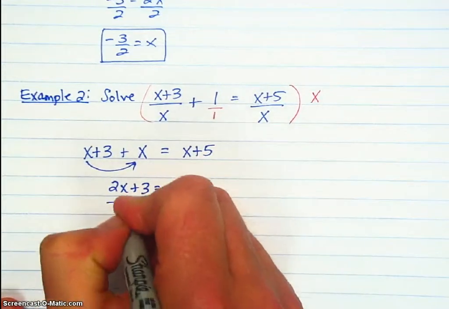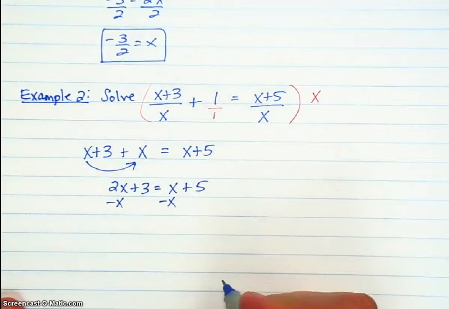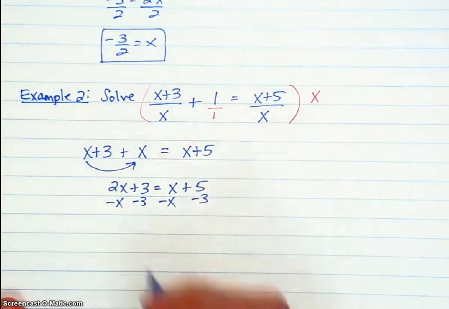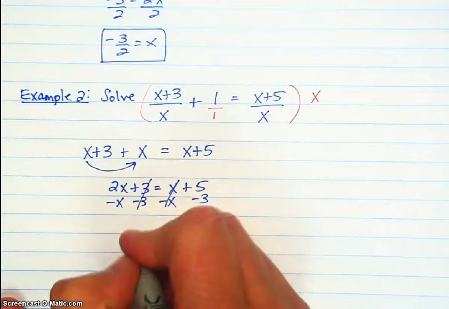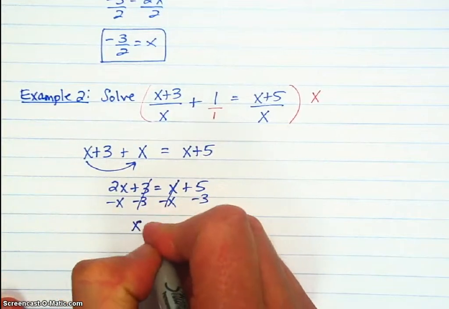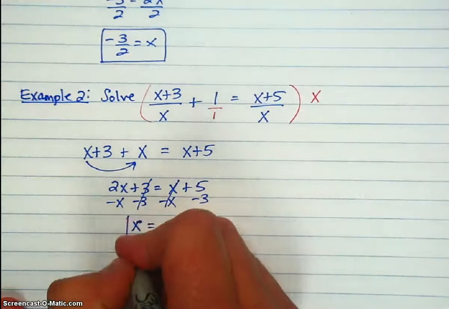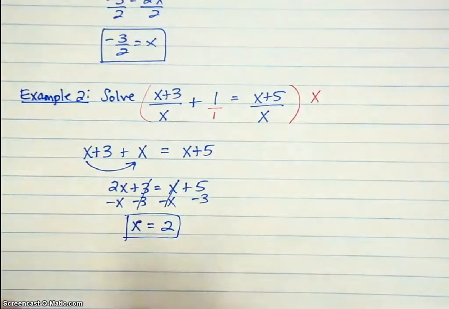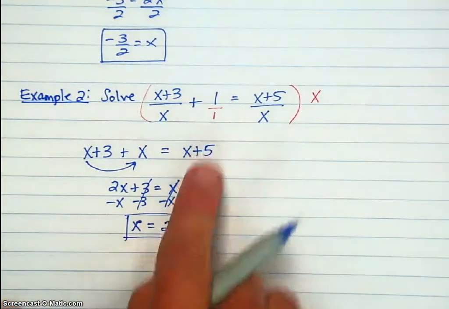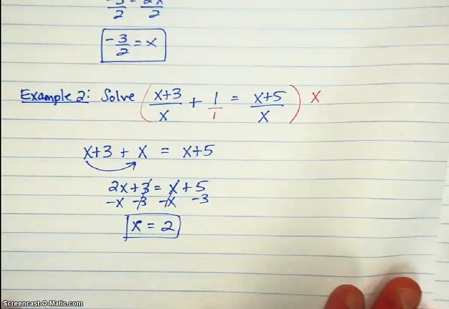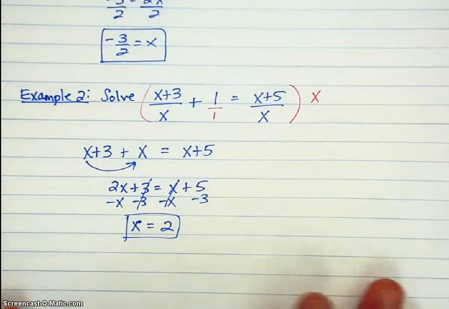Again, get like terms together. So subtract the x from each side here. I'm going to subtract the 3 over here. So we end up with x equals 2. And that is my final answer. If you want to check that to see if it works, you can. You could plug in a 2 for x and you should get both sides to equal one another. Alright, so there's example 2.